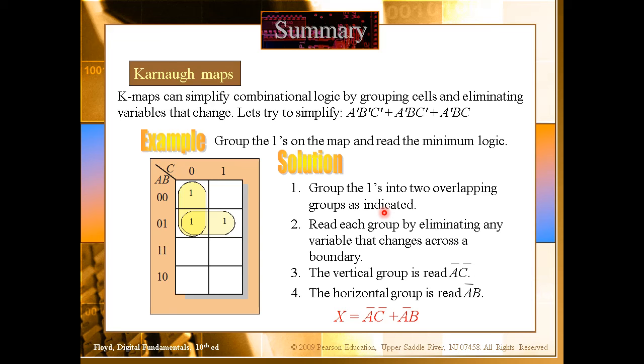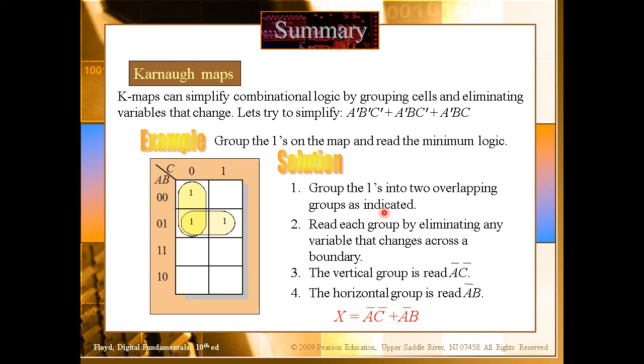So the steps are: you will be given an expression. From the expression you have to fill the cells with ones, and then the next step is you will make groups of ones. But there are some restrictions. You can make a group of 2 ones or 4 ones or 8 ones or 16 ones. That means you cannot make a group of 3 ones, or 5 ones, or 6 ones or 7 ones. Okay, there are some restrictions.